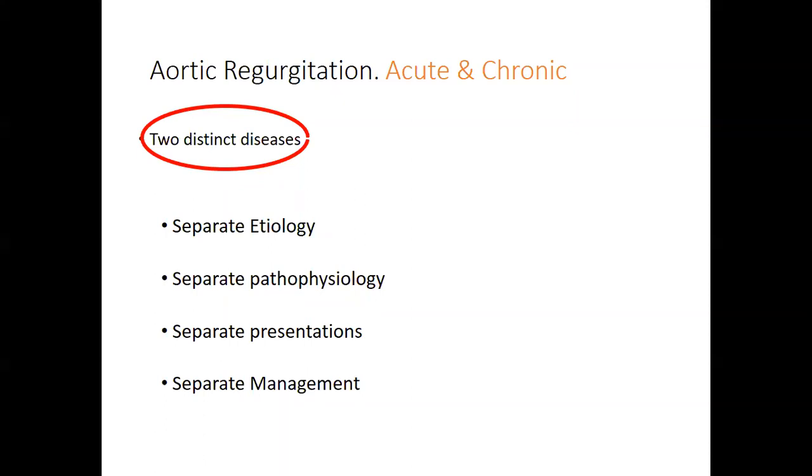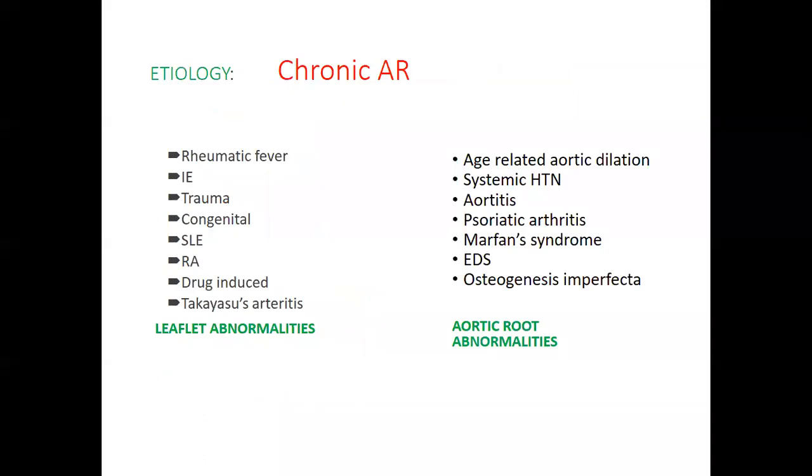If you see, I have divided this slide in two halves. The etiology of aortic regurgitation is being discussed in this slide, and you have leaflet abnormalities and aortic root abnormalities. These abnormalities will lead to chronic aortic regurgitation.